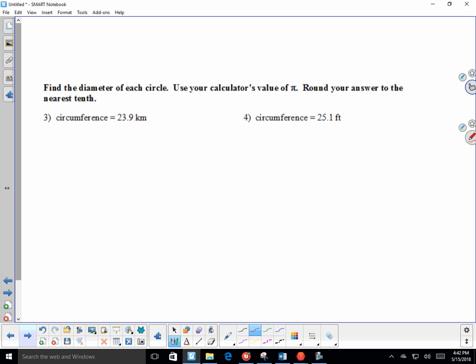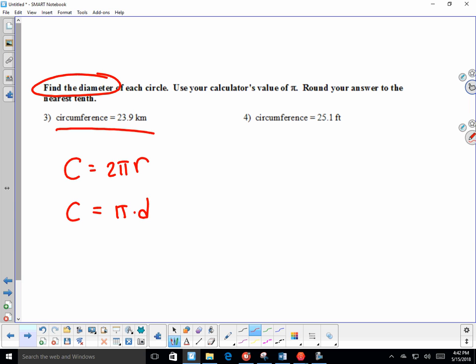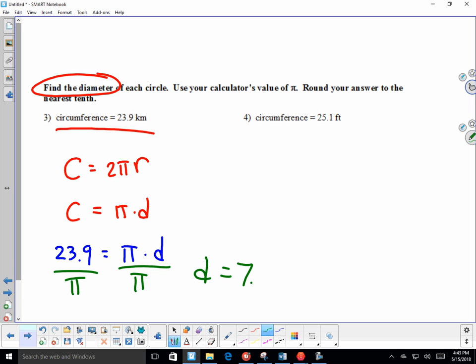All right, let's take a look at another one. Let's just take a look at number 3. This time we're trying to find the diameter of the circle, and we're given the circumference. The formula for circumference, you could use 2 pi times the radius, but you also have the formula that's just pi times the diameter. So if we plug in 23.9 for the circumference, that's equal to pi times the diameter. And if we want to find the diameter, we're going to just divide both sides by pi. And when we get a decimal for that, the diameter turns out to be 7.6, and the units would be kilometers.